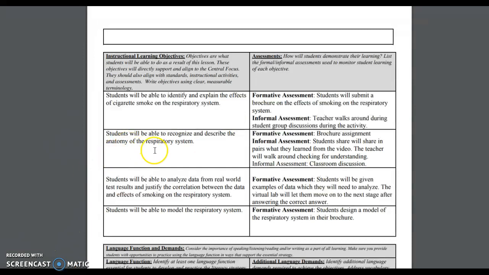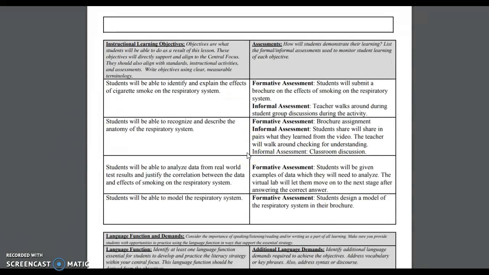The next one is that students will be able to recognize and describe the anatomy of the respiratory system. This is going to be measured by a formative assessment, the brochure assignment again. And then informally, students will share out loud in pairs, and the teacher will walk around and check for understanding. They'll be able to analyze data from real-world test results and justify the correlation between the data and effects of smoking on the respiratory system.